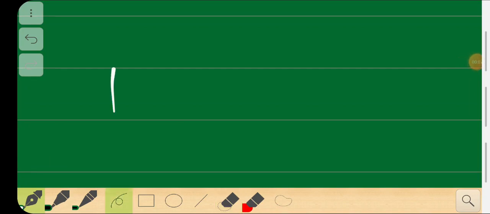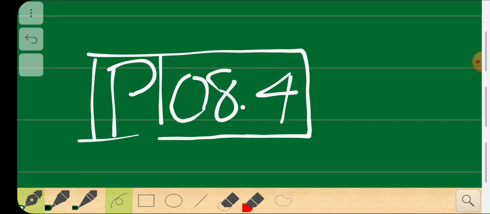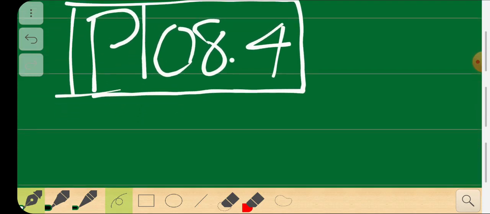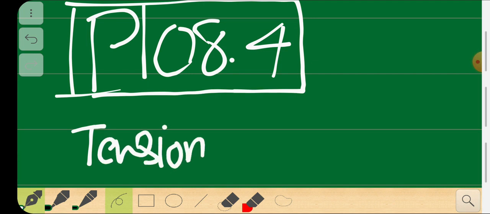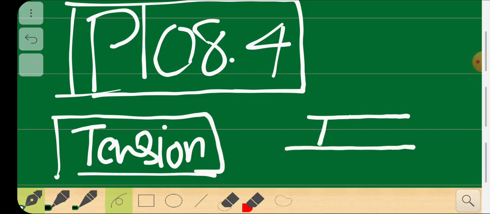This lecture is called P108.4. In this lecture, first of all, I am going to explain what tension is. The second thing is we are going to evaluate tension inside a string, a piece of string. What would be the tension at different points of the string? That's one thing that we are going to do.